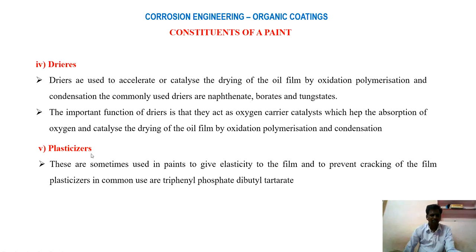Next one is plasticizers. These are sometimes used in paints to give elasticity to the film to prevent cracks. If we are not adding any plasticizer, the drying process leads to cracks on the surface of the film. So we have to avoid that cracking. That's why we have to increase the elasticity. For that we have to add some plasticizers. Triphenyl phosphate or dibutyl tartrate are used as plasticizers. Addition of these plasticizers may help the film to stay without cracking. That is the important thing.